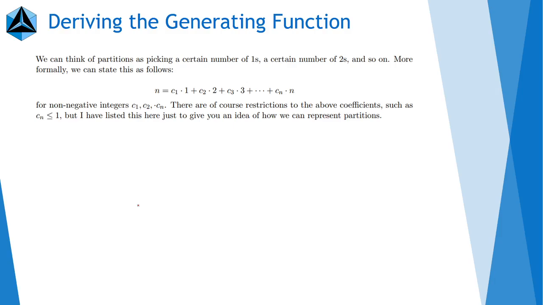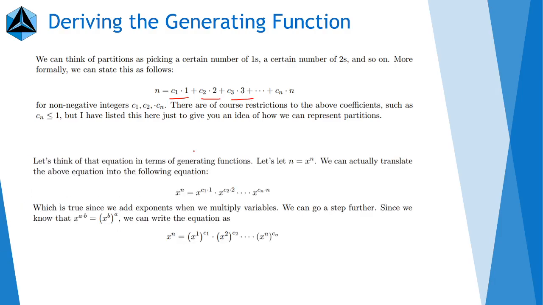There are, of course, restrictions to the above coefficients, such as c of n should be 1 or 0. Obviously, it can't be 2 because then the right side would be greater than the left side, but I just listed this here to give you an idea of how we can represent partitions. So this handles the case where the order isn't considered distinct, as in there's no order to consider here since we were looking at the number of 1s, the number of 2s, the number of 3s, and so on.